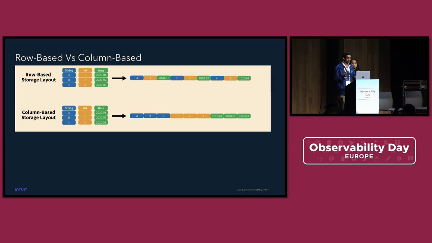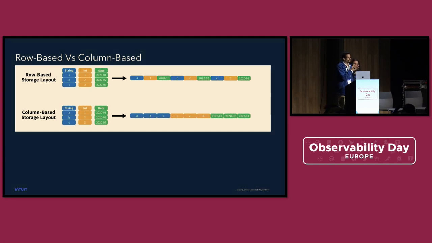this slide explains briefly the difference between a row-based storage versus a column-based storage. If you look at the example, that's a table with three columns. In a typical row-based storage layout, the rows are stored in a contiguous fashion, which means if you're trying to search data within column one, you would end up scanning the entire data because A, B, and C are spread across the data. They're not in a contiguous fashion. So this is how a row-based system works.